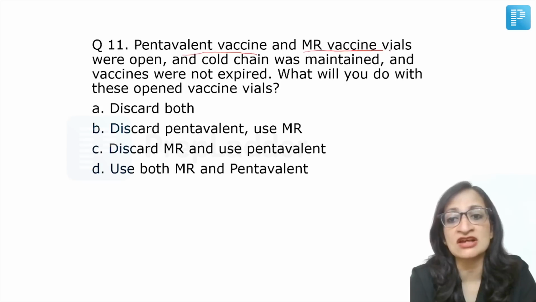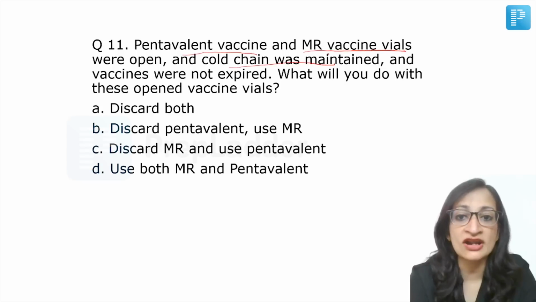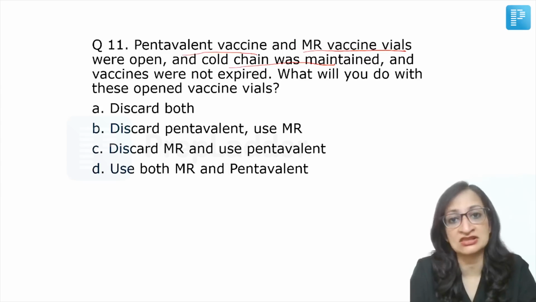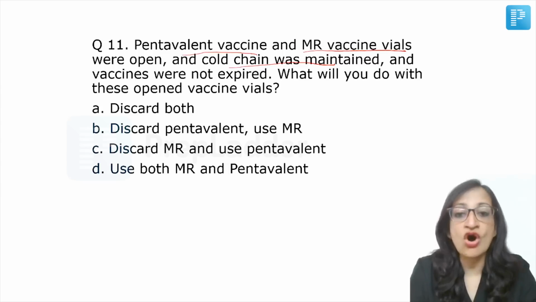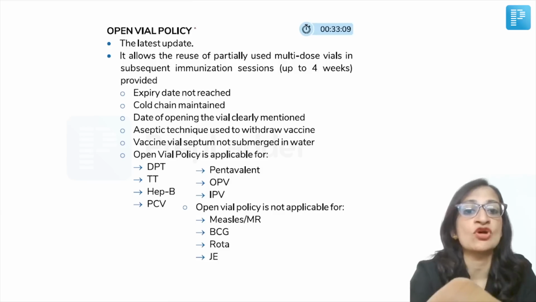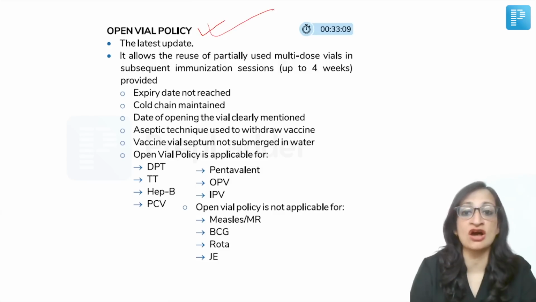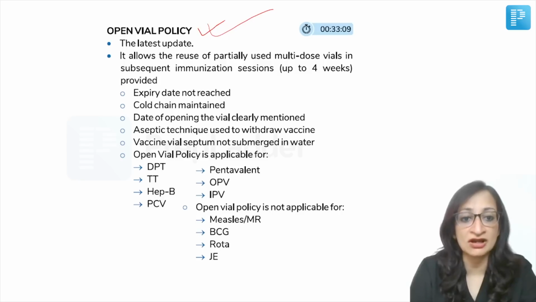Pentavalent vaccine and MR vaccine vials were open and cold chain was maintained and vaccines were not expired. What will you do with these open vials? Whether you will discard both, or discard pentavalent and use MR, or discard MR and use pentavalent, or use both MR and pentavalent. So for this, friends, we need to know the open vial policy, which is very, very important, which allows the reuse of the partially used multi-dose vials in subsequent immunization sessions.